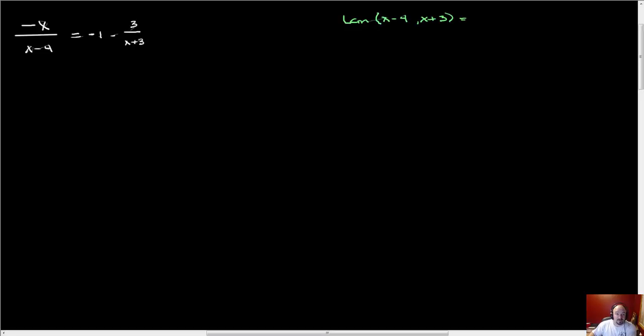Well, there is no common factor between the two, and so the least common multiple simply is x minus 4 and x plus 3. So now we multiply both sides by that. The purpose is that when we multiply both sides, we are guaranteed to be able to cancel out common factors, namely x minus 4 and x plus 3. So I'm going to take that whole mess and distribute it into the numerator of each of the fractions.